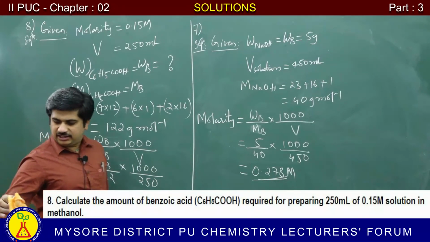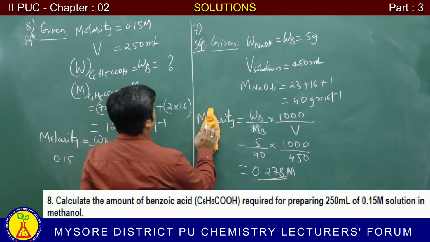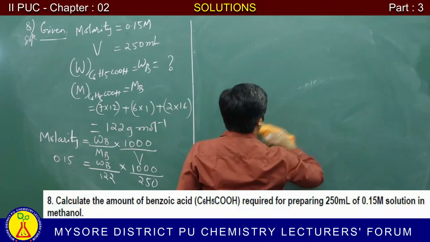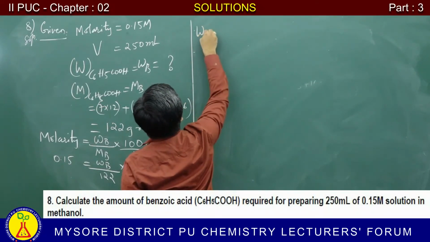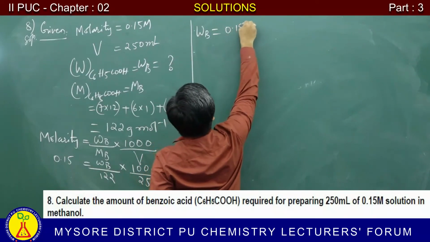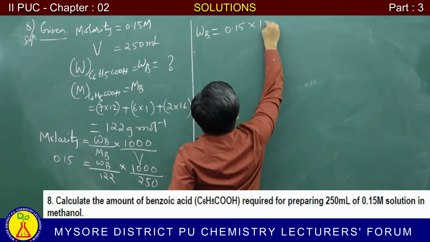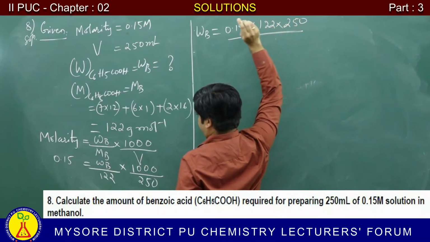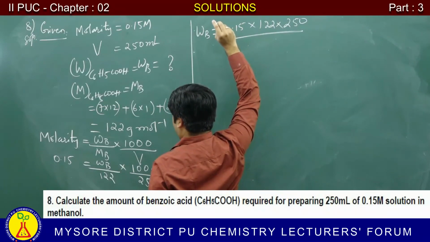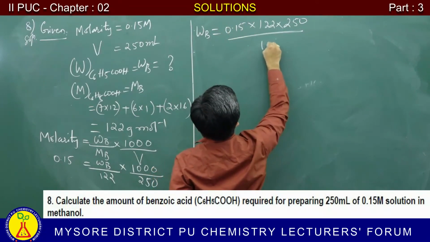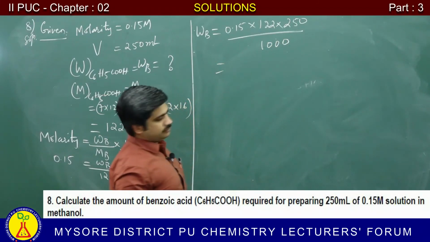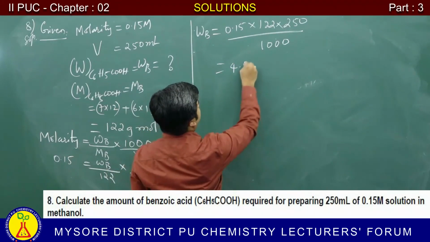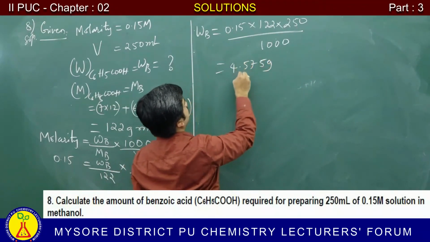Now upon simplification of all these values, WB that we get is 0.15 into 122 into 250 divided by 1000. Is that correct? So this comes up to 4.575 grams.